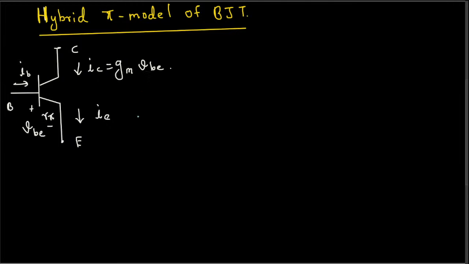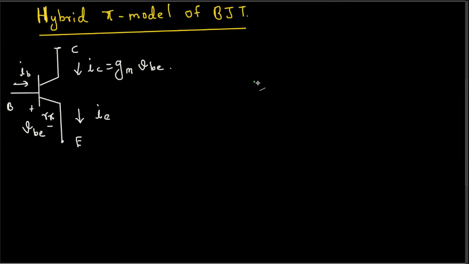and that one also can be expressed as gm VBE. If you want to know how to derive this expression, I did it in my previous video. I did it from scratch, so you can watch that. And then we have emitter current IE, and this is emitter. Okay, if you put it in the hybrid pi model, this circuit is going to look like this.